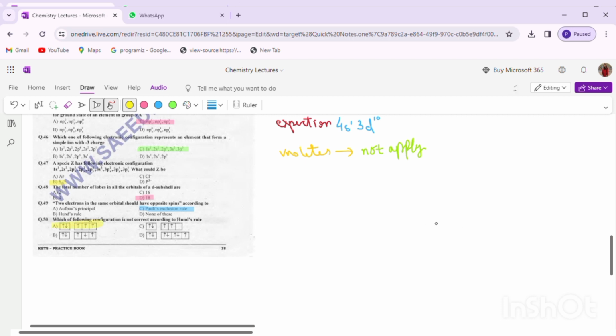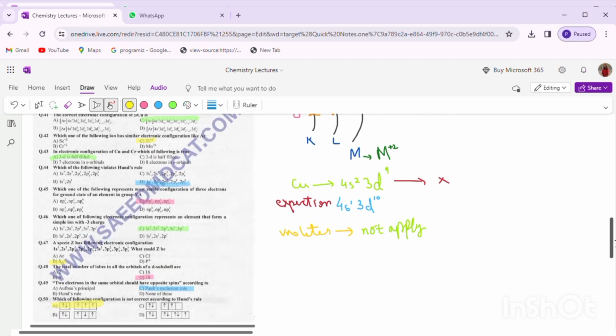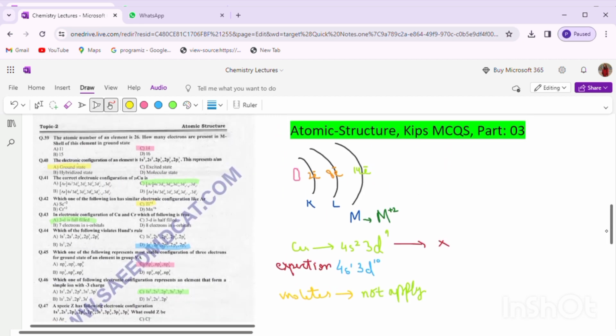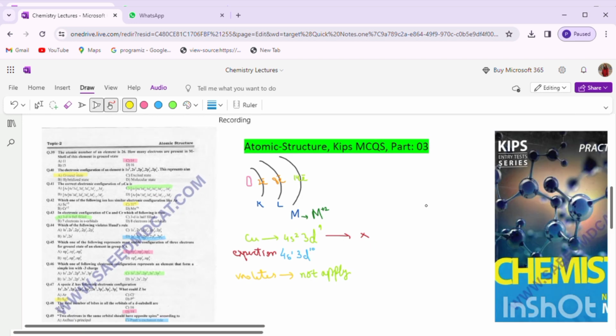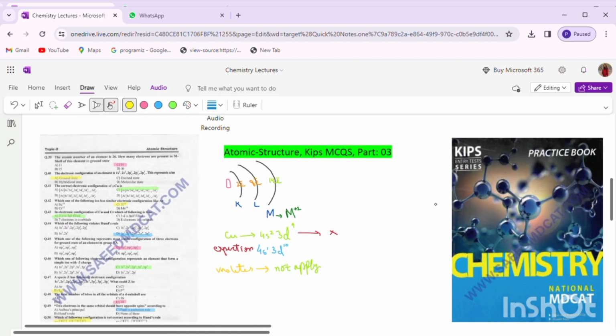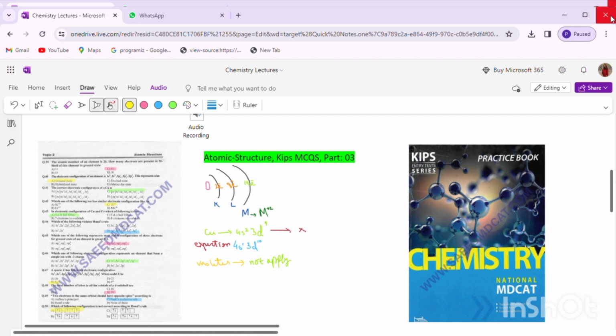So today we have completed the MCQs of atomic structure, which were very easy, with all the explanations, right? So this was all for today.